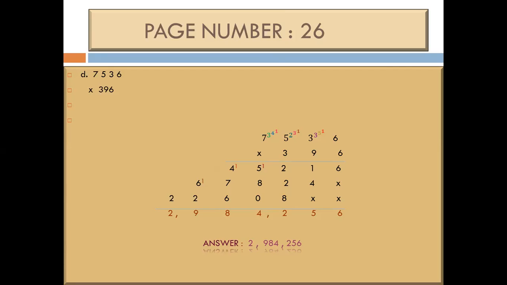Now come to the 100 place. 3 is there. Now we multiply each digit with 3. 3 sixes are 18. We carry 1 on 3. 3 threes are 9 and 1, 10. 3 fives are 15 and 1, 16. 3 sevens are 21 and 1, 22.